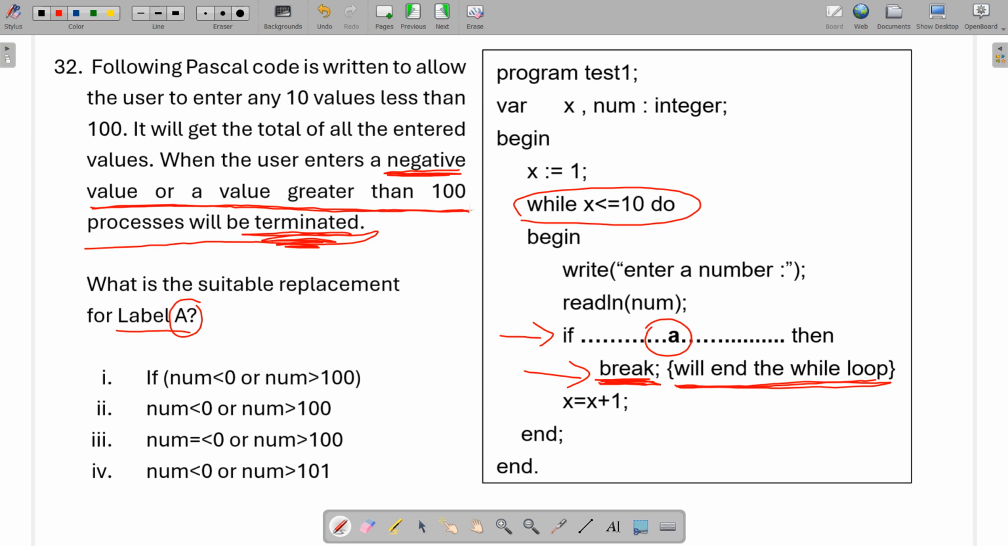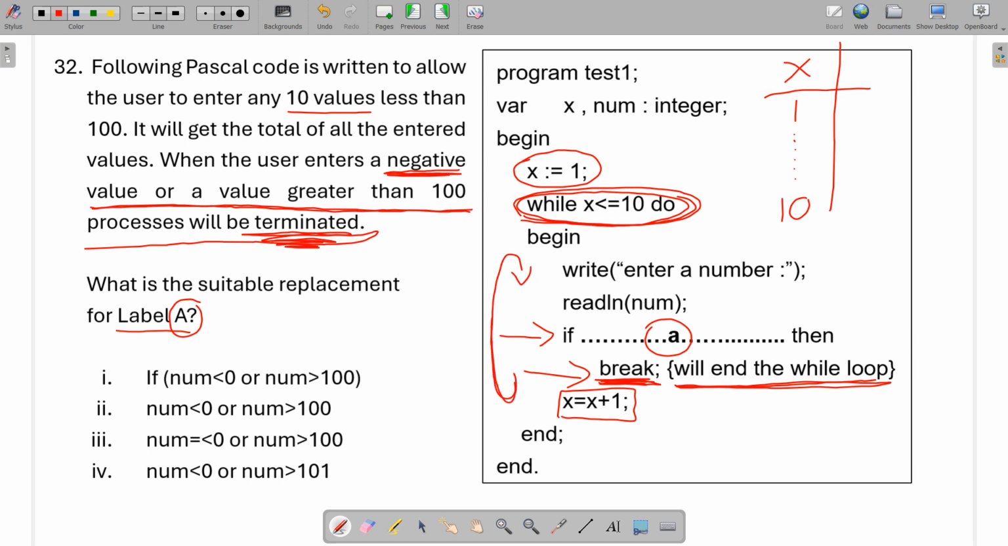So they are doing this for 10 values. They are starting the variable called x from 1, and they are increasing x by 1 at the end of each iteration, and they always check whether x is less than or equal to 10. So that means starting x at 1 and continuing up to 10. So 10 iterations will happen, right, from x is 1 until x is 10.